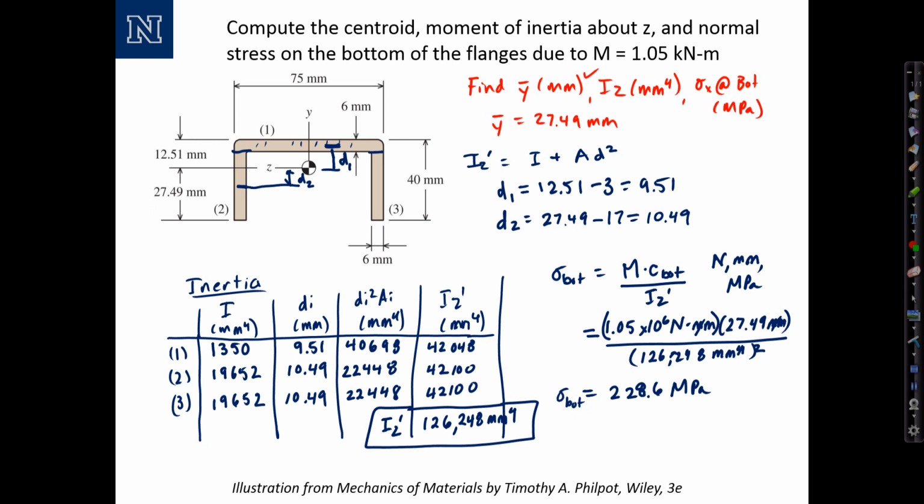Finally, by inspection, if I apply a positive moment, the beam bends upward, makes a smile, the bottom is in tension, the top is in compression. The stress I'm calculating is in the bottom, and so it's going to be a tensile stress. And that concludes this example.